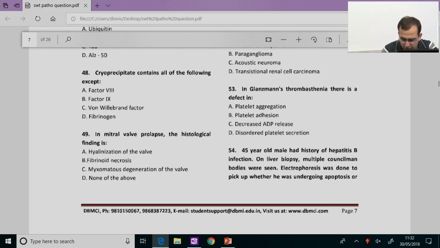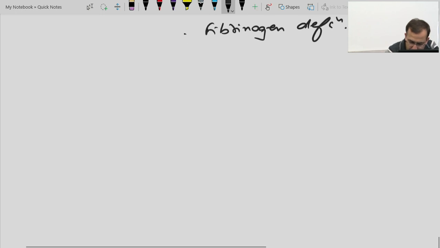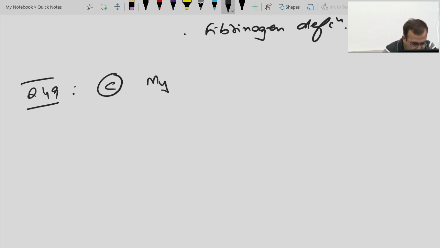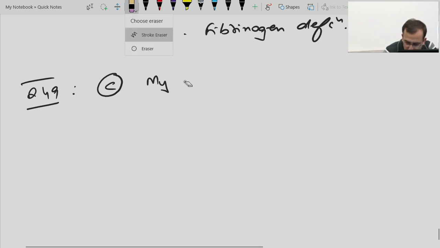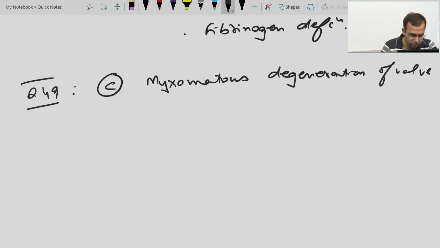In mitral valve prolapse, the histological finding is myxomatous degeneration of the valve. Question 49. The answer is C. That is myxomatous degeneration of the valve. It is associated with mitral valve prolapse, MVP.